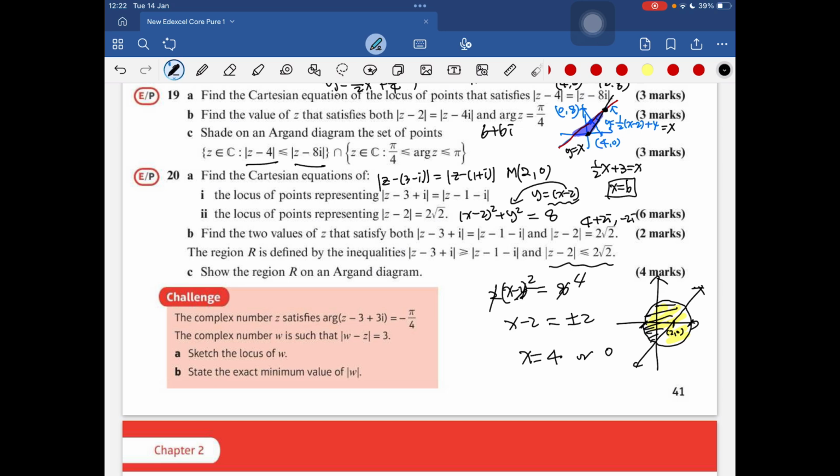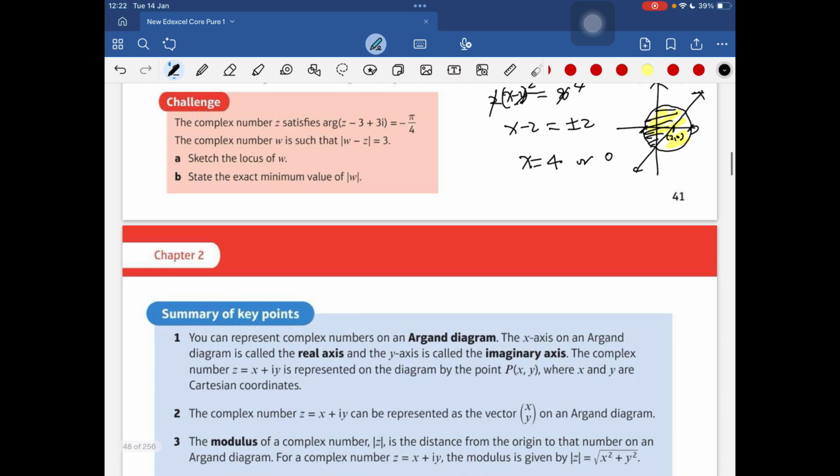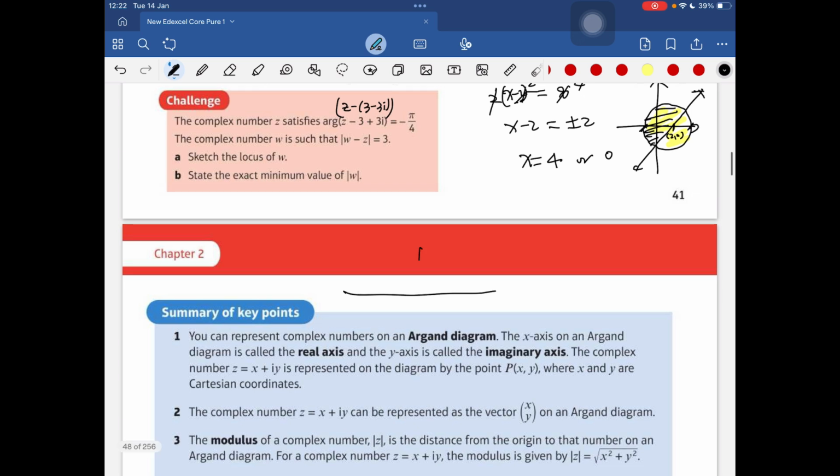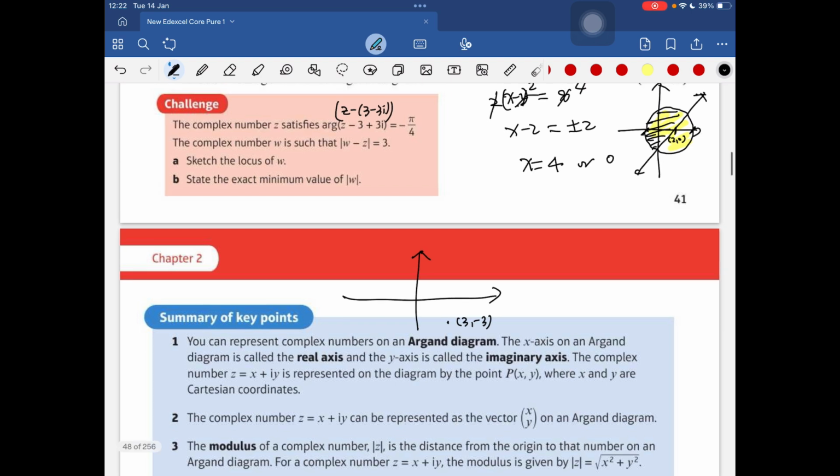Challenge. This satisfies z minus 3 minus 3i, so the point 3, negative 3, and negative pi over 4. So it's like this. So negative pi over 4 like this. So this half line should be empty here. This is the first graph.